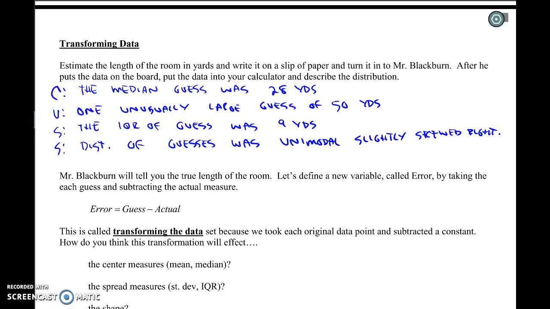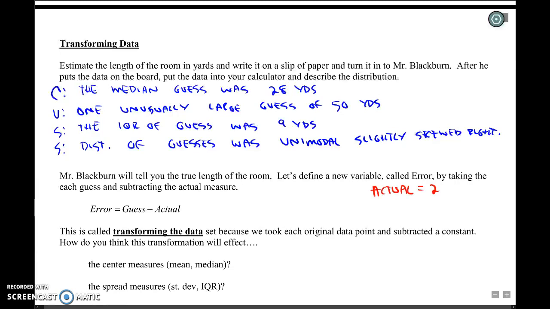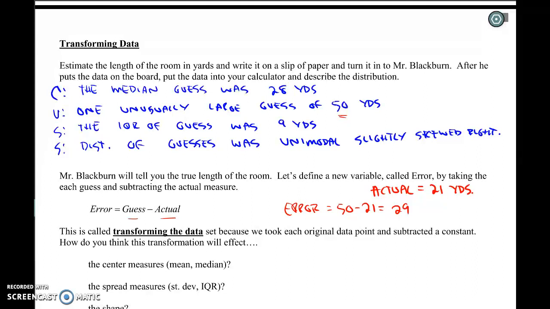So I'm going to tell you the true length. So I'm just kind of making this up. I'm going to say the actual length of my room is 21 yards. I'll actually measure it when we do it in class. So let's define a new variable called the error by taking each guess and subtracting the actual measure. So the error is the guess minus the actual. In this case, the guess minus 21. So the error for this outlier would be 50 minus 21, which is a positive 29, indicating that they were 29 yards over the actual.